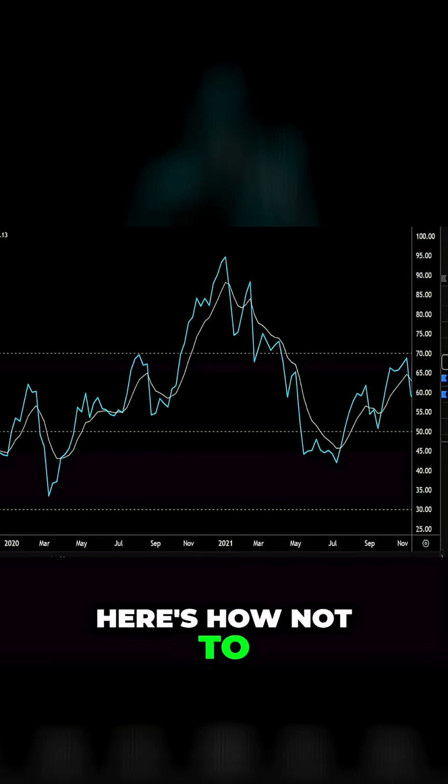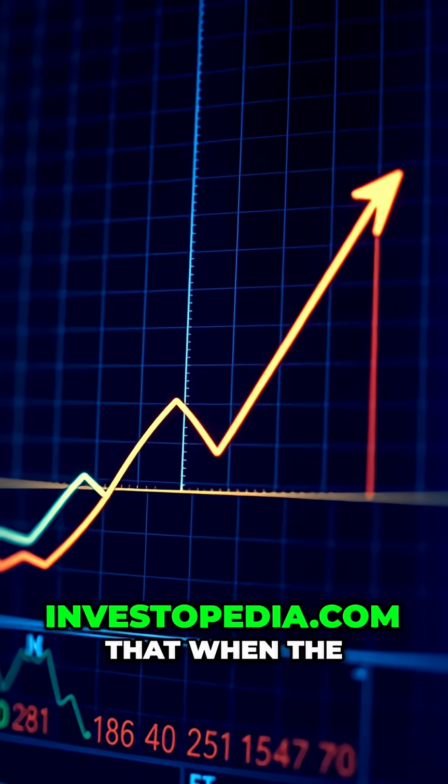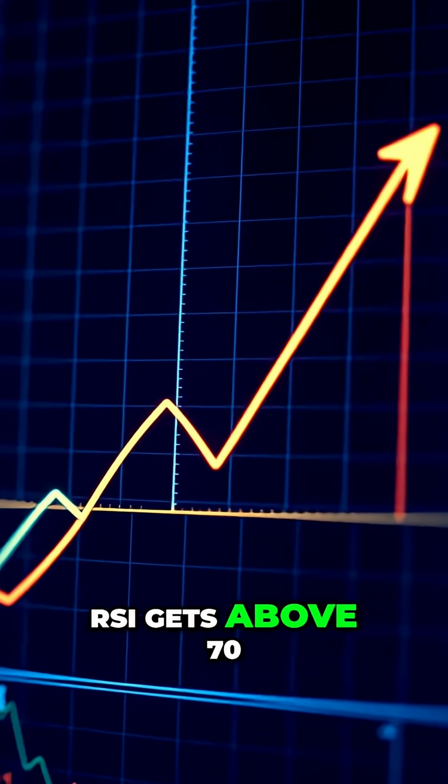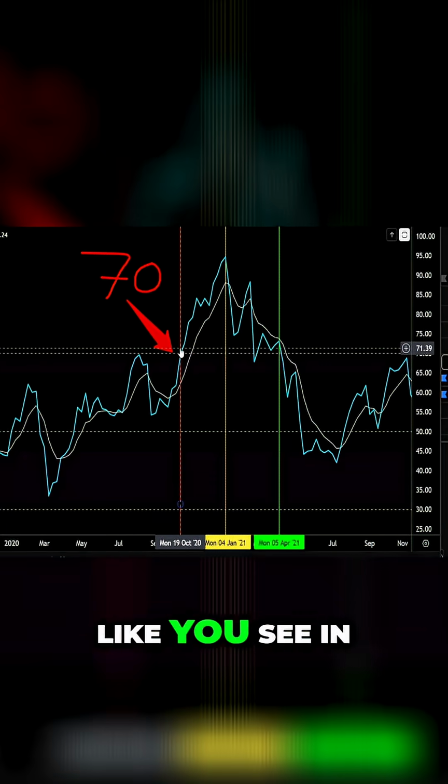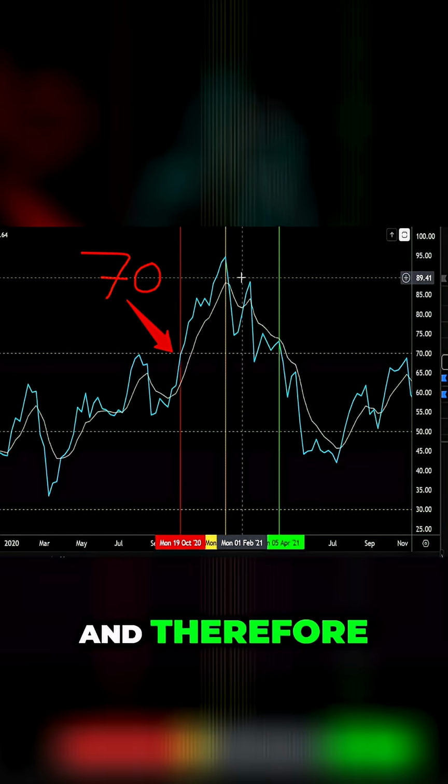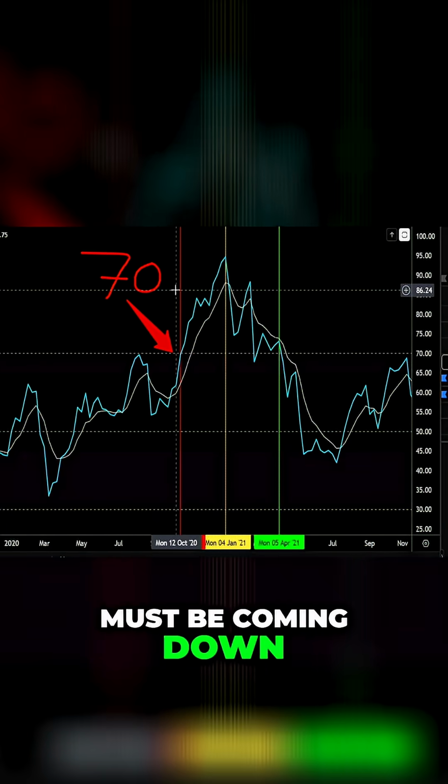Here's how not to use the RSI. "Hey bro, I was reading on Investopedia.com that when the RSI gets above 70, that means it's overbought, like you see in this red bar right here, and therefore can't be going higher, bro. Must be coming down. I'm going to sell."